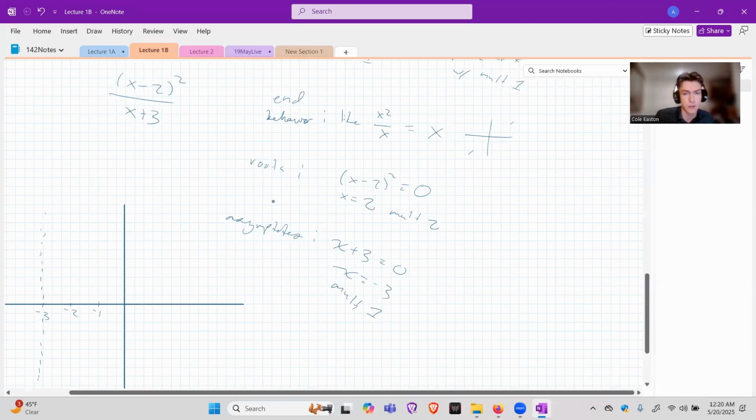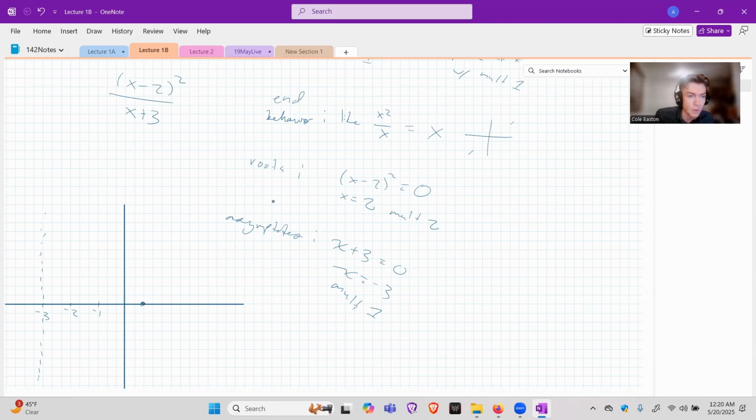Let's see what else we have. So we have a root at 2 with multiplicity 2. So we have a root here. We have this end behavior that goes up over here and comes down over here. And the other thing that we can't forget is that we have a hole, like we just found, at -2, 16.